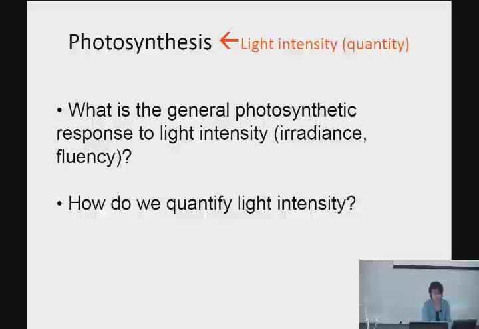So what is the general response of photosynthesis regarding light intensity, irradiance? Light intensity, irradiance, and fluence are synonyms. Following horticulture engineers, I tend to use light intensity. It's a simple way to express it. But some people mean by light intensity the intensity of the light source. So there is some confusion there.